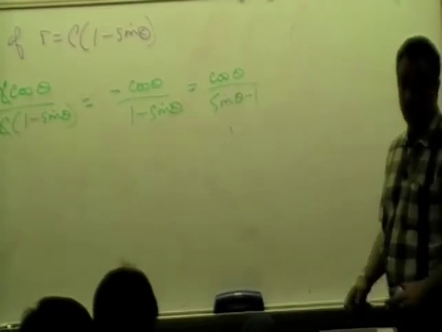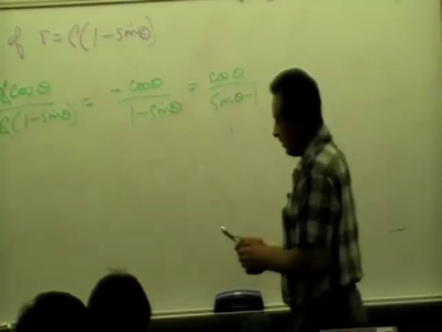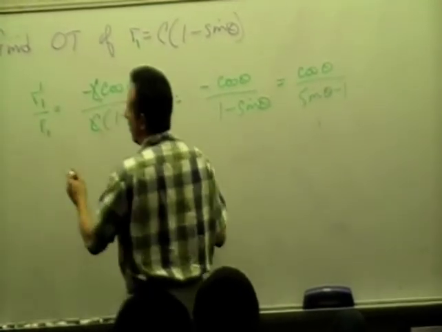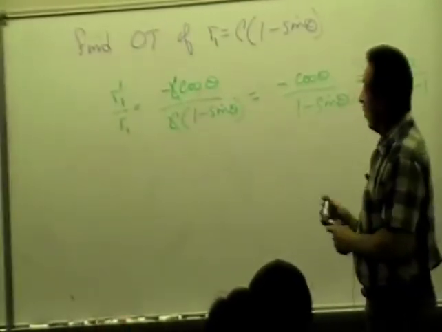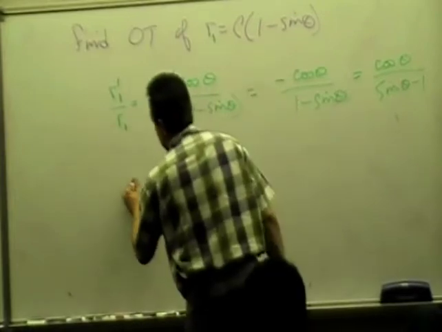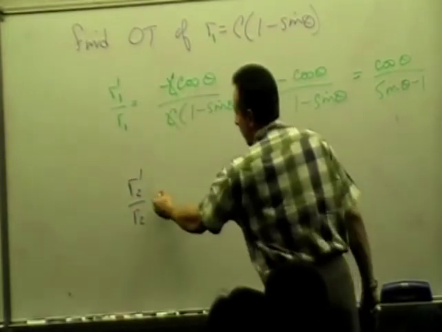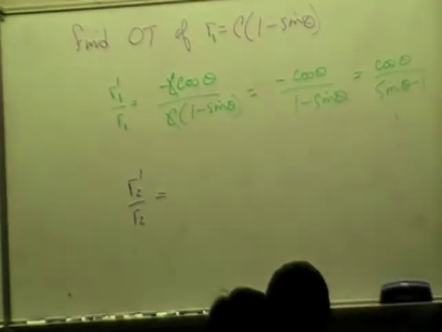Okay? Now, folks, what do I know? We'll call this R1. Here's R prime 1 and R1. What do you know about R prime 2 over R2, the one I'm trying to find? What must that ratio be equal to?